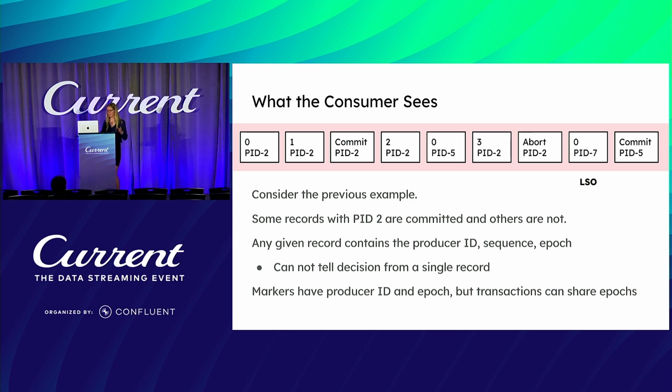aborts. So instead, what we do in Kafka is that we actually keep a data structure containing producer ID and the first offset of an aborted transaction. And when the consumer gets this information, it'll actually sequentially go through the log, and as soon as it encounters that producer ID within that offset range and it hasn't seen an abort marker yet, it'll skip that data.